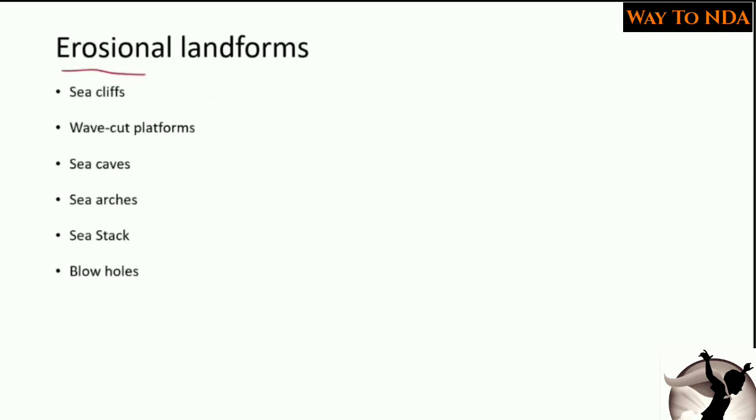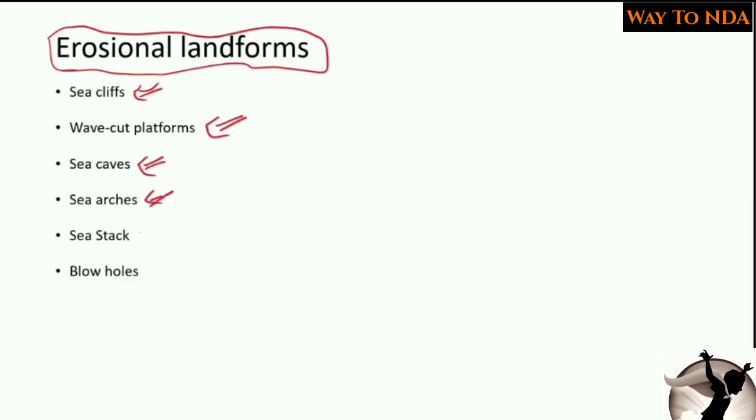Now let's see the erosional landforms. What are the erosional landforms? Sea cliffs are also erosional landforms. Then wave cut platforms, they are also an erosional landform. Then sea caves, also an erosional landform. Then sea arches, also erosional. Then sea stack, what is a sea stack? We are going to see about that. This is also an erosional landform. And then blowholes, these are also erosional landforms. We are going to study about them in detail.